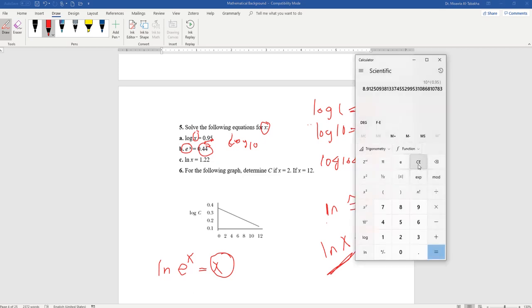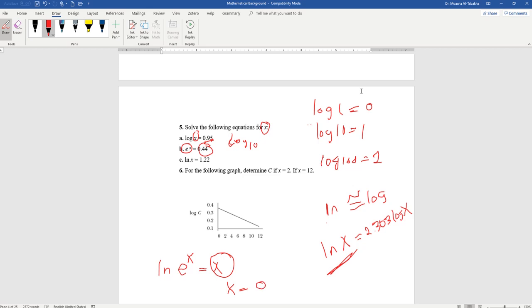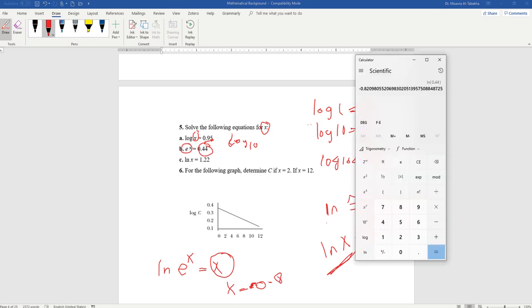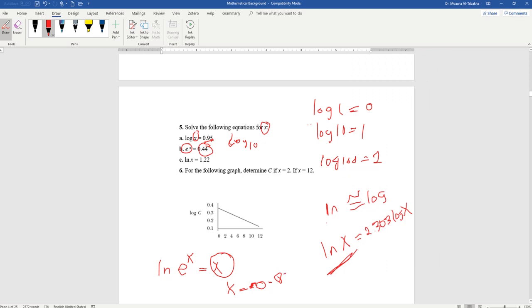شوفوا كيف بدنا نسويها. 0.44 ln. شوفوا طلعت عندكم ايش؟ نيجاتيف. So the answer is x equal to negative 0.821, ممكن نحكي 0.821. حكينا بناخد 3 decimals whenever we deal with ln or log. واضح.